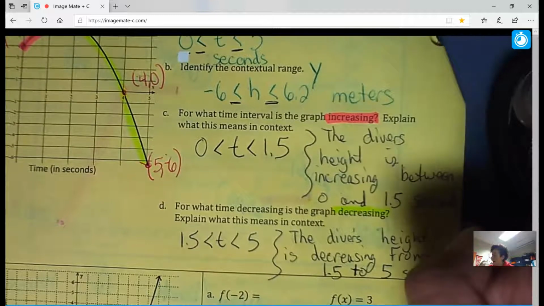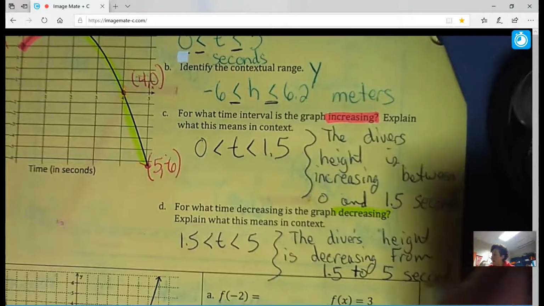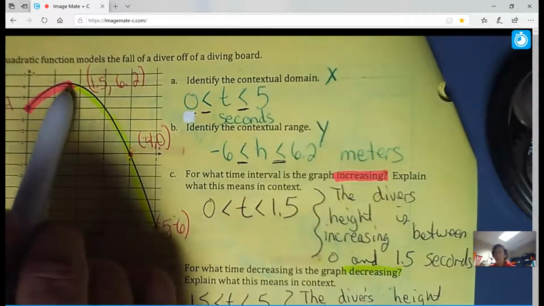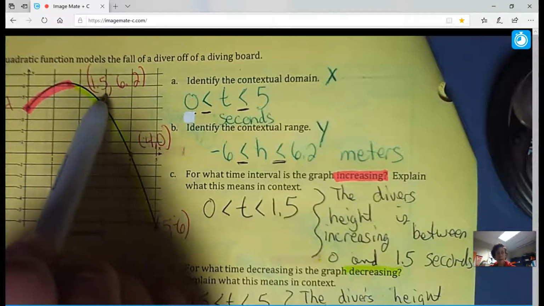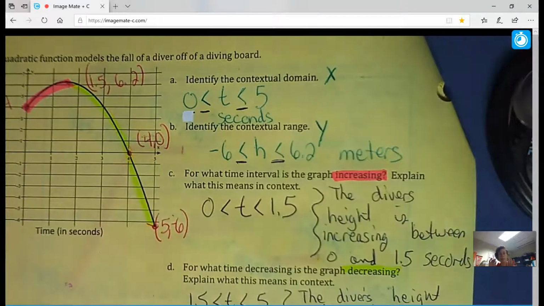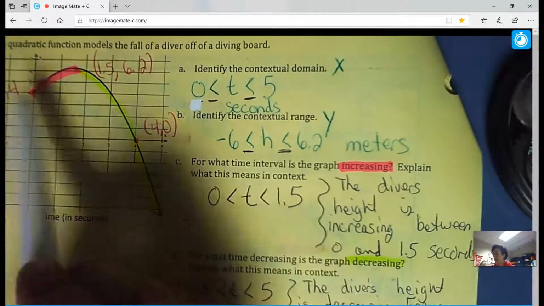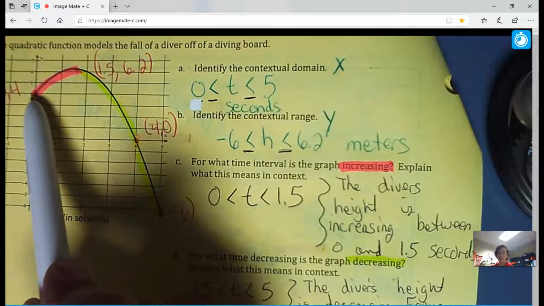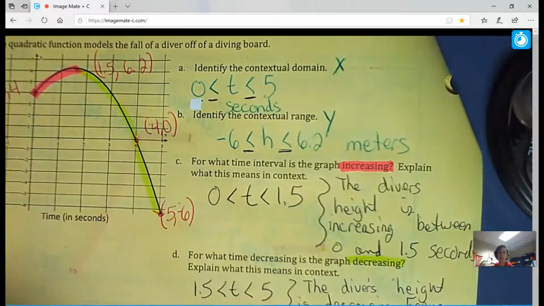to 5 seconds. And again, an increasing and decreasing we won't underline, because up here at the top at 1.5 seconds, the diver's not increasing or decreasing. He's kind of just holding steady for that split second, and then he starts to go back down. So we don't want to include the 1.5, okay? And the same for 0. This is kind of like where it starts, so I'm not including it, because here he's not increasing. He's just kind of standing on the diving board, all right?